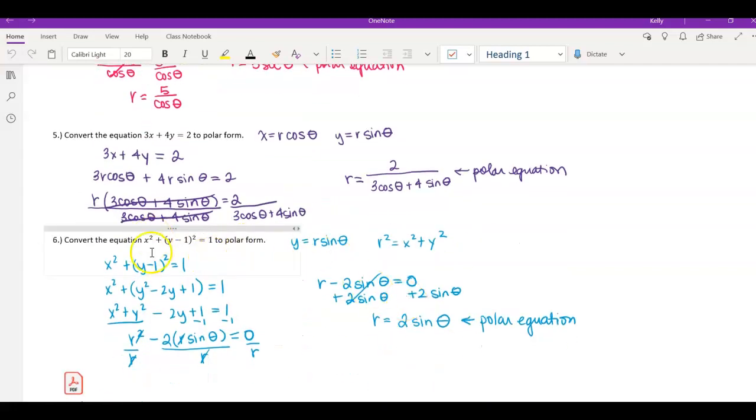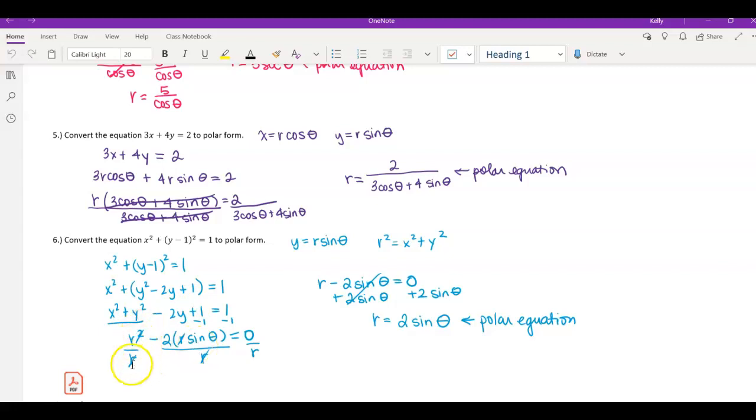All right, last one. I have a nice little circle here centered at (0, 1) with a radius of 1. I'm going to use y equals r sine theta and r squared equals x squared plus y squared. So over here in my original problem, the first thing I'm going to do is get rid of this binomial squared and turn it into a trinomial. So you're going to do (y minus 1) times (y minus 1) and FOIL if you have to, or use that shortcut. y squared minus 2y plus 1 is the trinomial that's equal to (y minus 1) squared. I'm going to group my x squared and y squared together, and that gives me r squared. And then here, where I have another y, I'm going to plug in r sine theta.